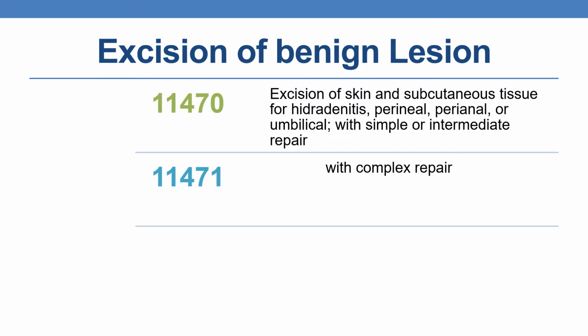The next is 11470. Excision of skin and subcutaneous tissue for hidradenitis perianal or umbilical with simple or intermediate repair. The next is 11471. Excision of skin and subcutaneous tissue for hidradenitis perianal or umbilical with complex repair.